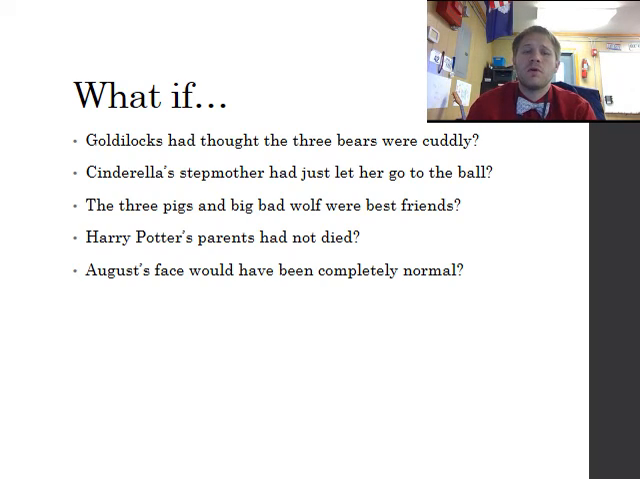Or here's a good example. What if Augustus' face in the story Wonder would have been completely normal? If all of those situations would have been true, then we would have never had those stories. We know that the opposite is true. Goldilocks and the three bears did not get along. She kind of broke in and stole things. Cinderella's stepmother was evil, wouldn't let her go. The big bad wolf was trying to eat the pigs and blew their house down. Harry Potter's parents were killed by Lord Voldemort. August has a problem with his face, and so he has to deal with all these issues.